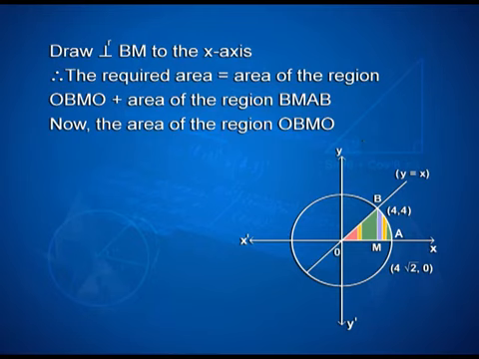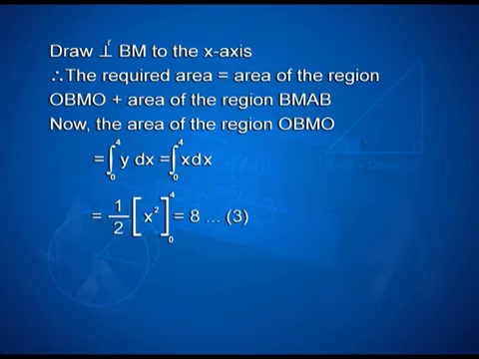Now, the area of the region OBMO is equal to the integral from 0 to 4 of y dx, which is equal to the integral from 0 to 4 of x dx, that is equal to 1/2 x squared with limits 0 and 4, which is equal to 8. This is the third equation.